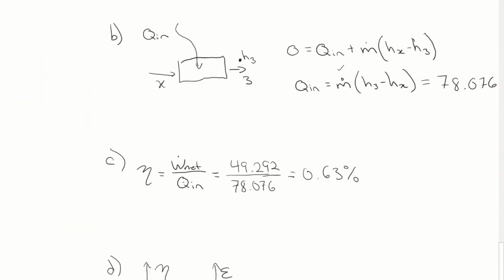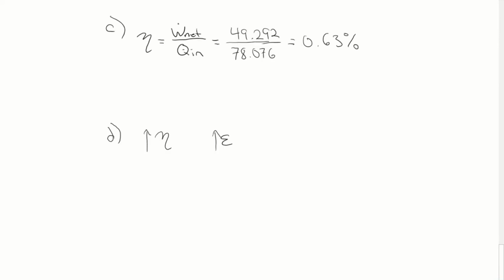So we'll go all the way back down. With increased effectiveness, this means we need less Qin to get the same power. So if we have our power stay the same and we have our Qin decreasing, it means that our overall efficiency increases. So that's the answer to part D.